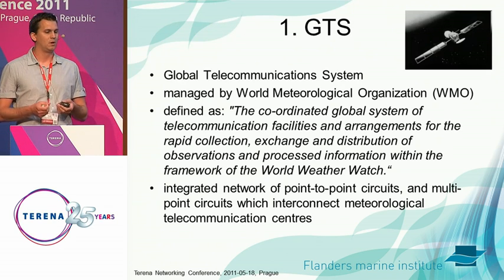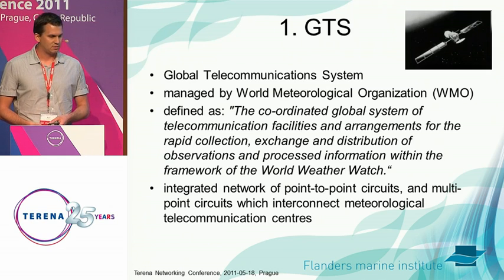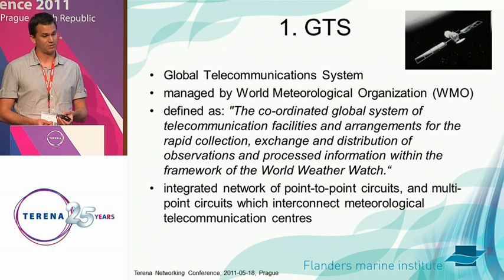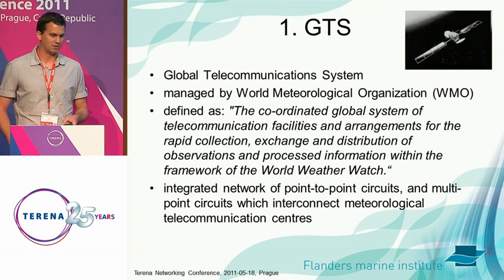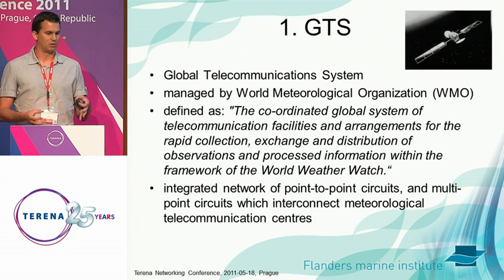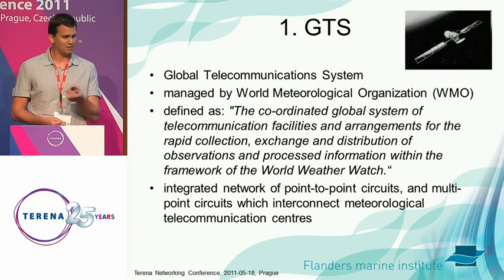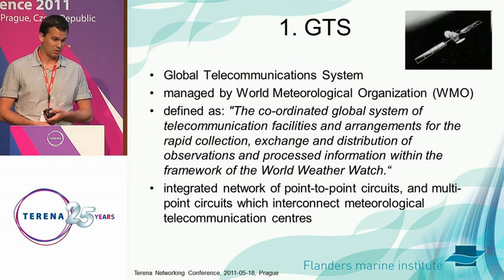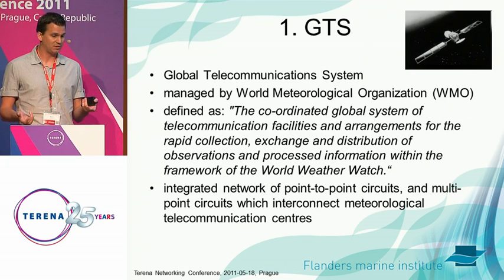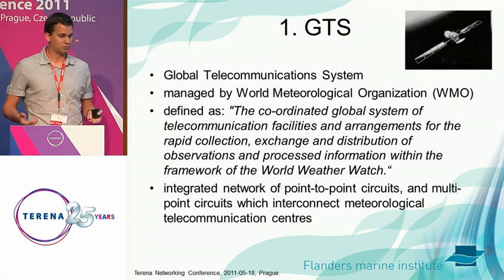The GTS system stands for Global Telecommunications System. It's managed by the World Meteorological Organization, and it's defined as the coordinated global system of telecommunication facilities and arrangements for the rapid collection, exchange, and distribution of observations and processed information within the framework of World Weather Watch. The system was already there before there were any tsunami warning systems in place, so we just took over that system for transferring the messages. It is an integrated network of point-to-point circuits and multi-point circuits within interconnected meteorological telecommunication centers. Basically, every country has a Met Office, a meteorological office that predicts the weather, so all those have access to it.